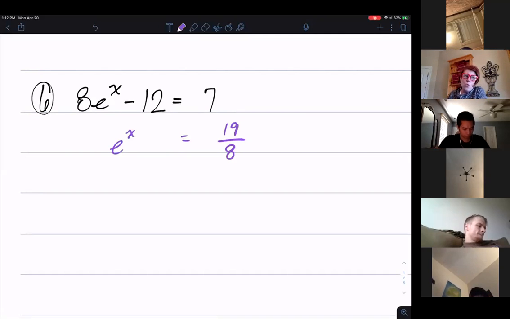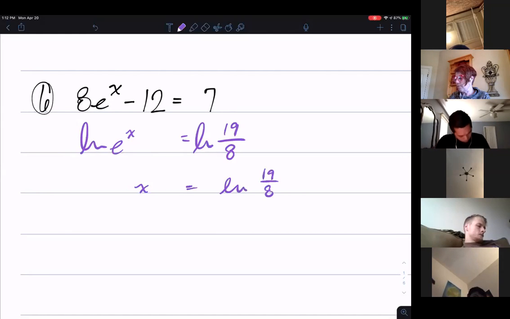Again, in a Math 101 class, I would show all that work, but I shouldn't need to in a calc class. Again, this is like the last question. I cannot make my bases alike, so I'm going to log both sides. And so this is going to be x is equal to the natural log of 19/8.